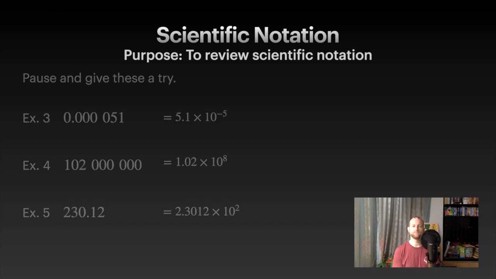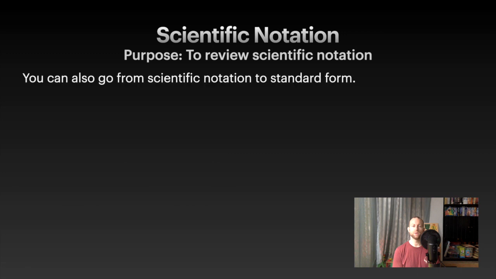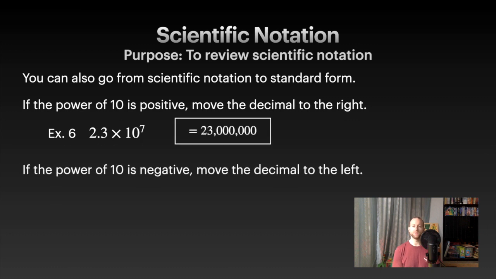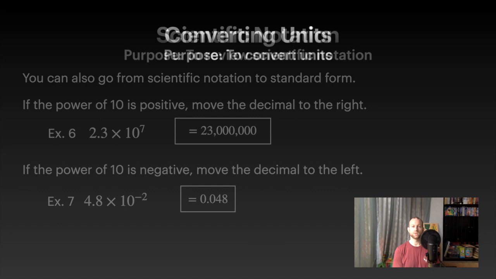Those will help you. Now we want to do the reverse. This one's a little bit easier. If you have a power of 10 that is positive, you're going to move the decimal to the right. If it's negative, it'll be the other way. So for this example, let's take that decimal, move it to the right 7 spaces, you'll get this. Negative, you move the decimal to the left. So in this case, you take the decimal, move it 2 spaces to the left, you get this. Hopefully those ones make sense.